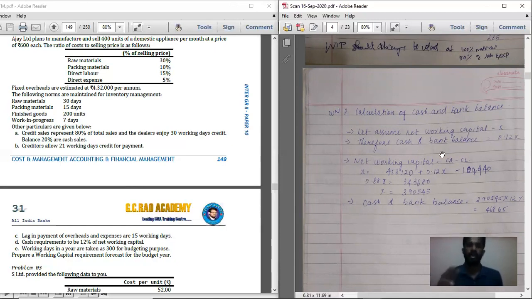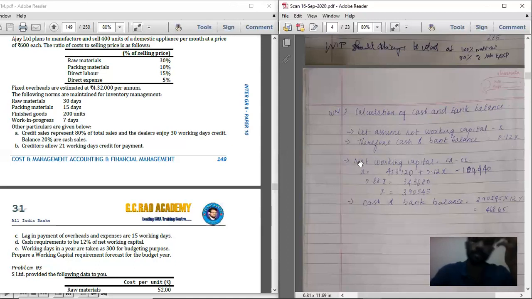They have clearly mentioned net working capital into 12% is the cash and bank balance. Here we assume that net working capital is x. So cash and bank balance is 12% into x. So 12 divided by 100 is equal to 0.12. So therefore, second arrow mark, cash and bank balance is 0.12x. So till that you have understood. Net working capital we assumed as x, and cash and bank balance is 12% of net working capital. So 0.12x is cash and bank balance.